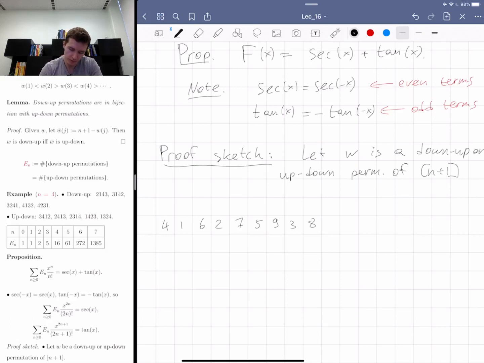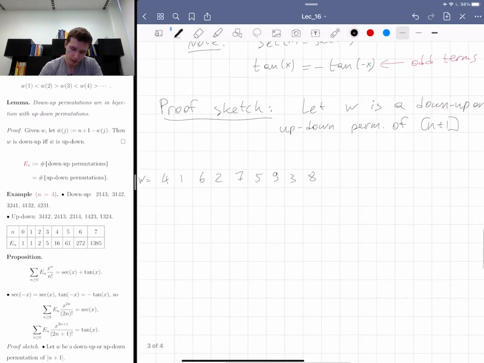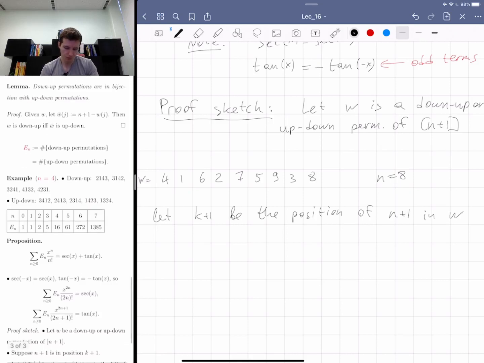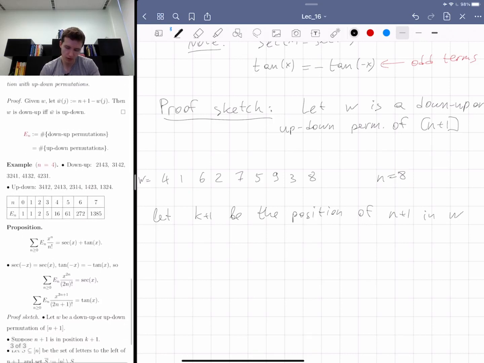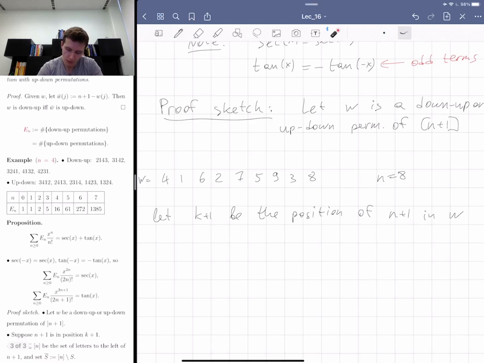So maybe that's W. What I want to do is find n plus 1 in here. Let n be equal to 8, so the numbers are 1, 2, 3, 4, 5, 6, 7, 8, 9. Let k plus 1 be the position of n plus 1 in W. So in this case, counting 1, 2, 3, 4, 5, 6, 7, k plus 1 is 7. So k is equal to 6.